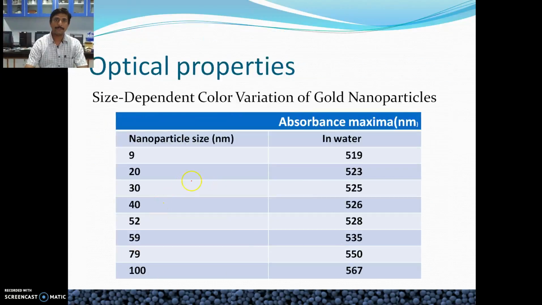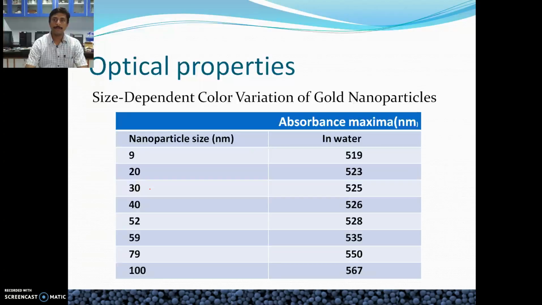Now let's discuss the optical properties of nanoparticles. The topic is also the size dependent color variation of gold nanoparticles. Gold and silver nanoparticles show size dependent optical properties. The intrinsic color of a nanoparticle changes with size because of surface plasmon resonance. Such nanoparticles are useful for molecular sensing, diagnostic and imaging applications.